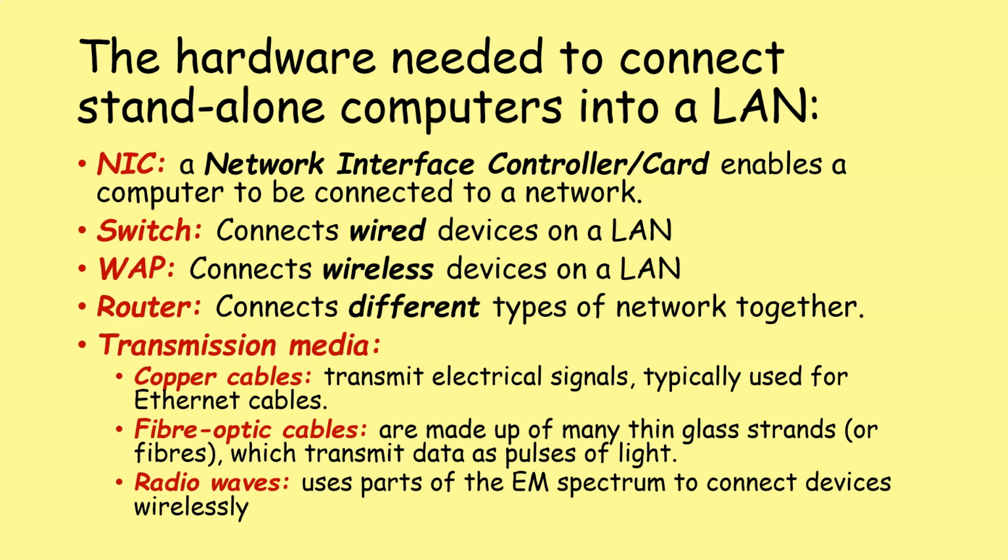We also need transmission media. This could be copper cables, used to transmit electrical signals, typically used for Ethernet cables, limited bandwidth. Fiber optic cables. These are made up of thin glass strands or fibers which transmit data as pulses of light, much higher bandwidth than copper. Radio waves use part of the electromagnetic spectrum to connect devices together wirelessly.